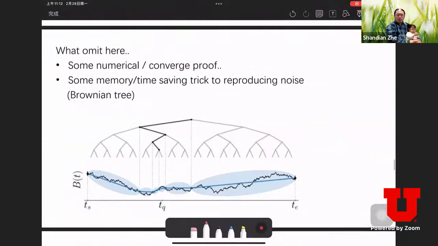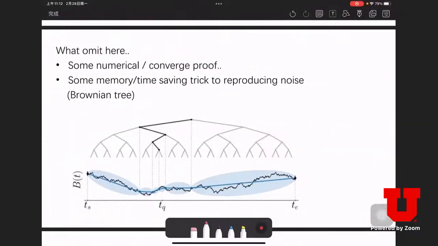And I want to tell you what I omitted from my presentation, but which is also in the paper. The first is some numerical and convergence proof, just like Shantian just talked about. Another point is that, because we handle paths drawn from the randomness of the stochastic process, how do we efficiently memorize, index and retrieve such samples? They propose a trick or algorithm called the Brownian tree to store the random samples of the WT and make sure we can retrieve them in the backward pass. I won't go into detail because I think it's not our interest. It's just a trick to efficiently memorize and index.